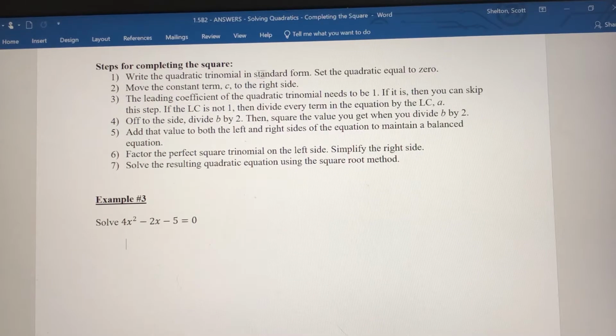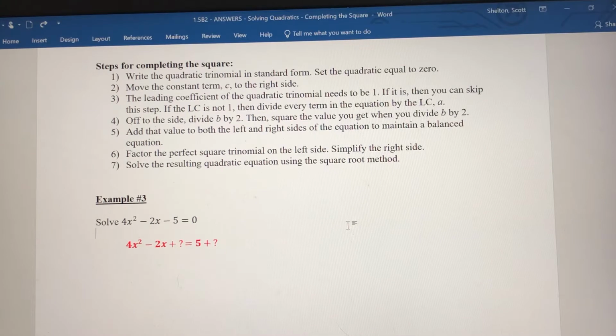First thing, we want to be in standard form. We've got that here. Set the quadratic equal to 0. We've done that. Okay, if you've got an f of x or a y here, just replace that f of x or y with 0 here in step 1, okay? Second thing we want to do, we're going to go ahead and move the constant term over to the right side. And again, we want to leave space here because we're going to add the same value to both sides in just a second. So when we move -5 over to the right, it becomes +5, okay?